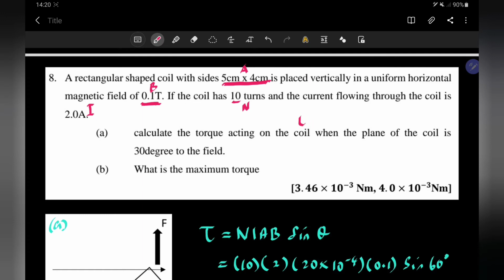So they ask you to find the torque, okay, when the plane of the coil is 30 degrees. Okay, what angle is that? Is it alpha or theta? Okay, according to this, the angle given is between the plane and the field. Plane and the field is alpha, because the angle between the vector of area and B is theta. Okay, so be careful. This is one of the tricks. The angle given is not theta. That one is alpha. Okay, so we need to find theta in the calculation.